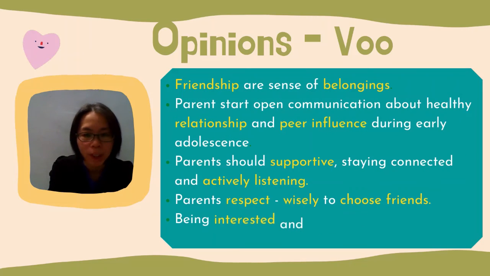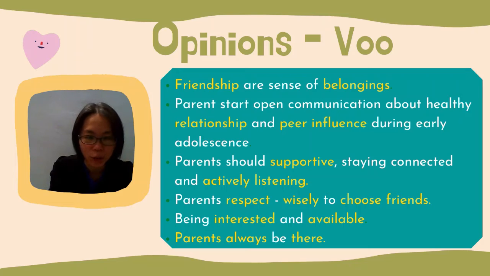Peers will become more important in the adolescent stage. Good friends can be like a personal support group. Friendship gives teenagers a sense of belonging, a feeling of being valued. In my opinion, parents should start open communication about healthy relationships and peer influence during early adolescence. It will help to build a good framework for discussions later.